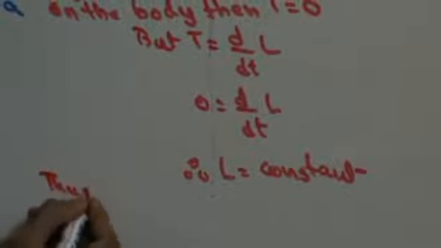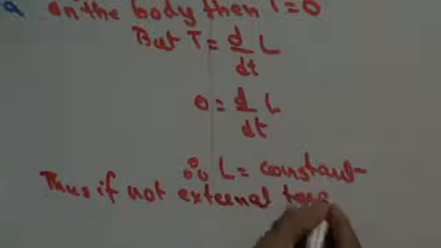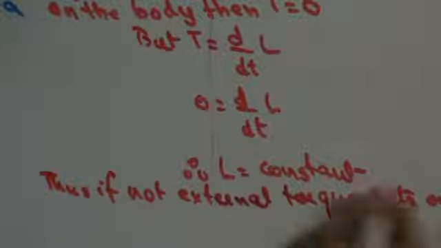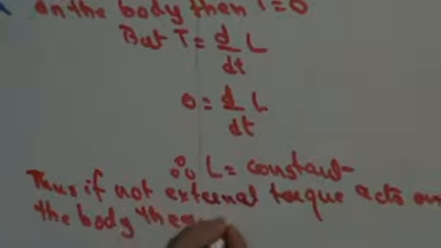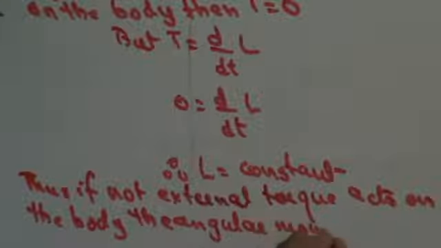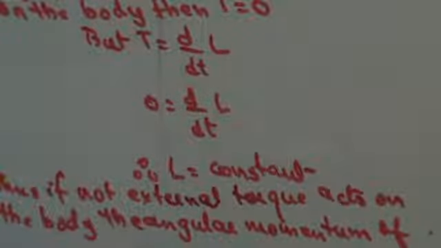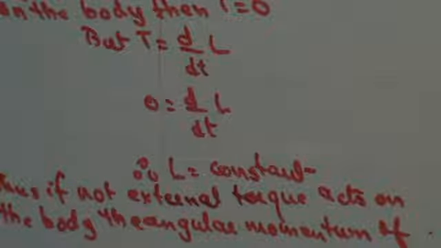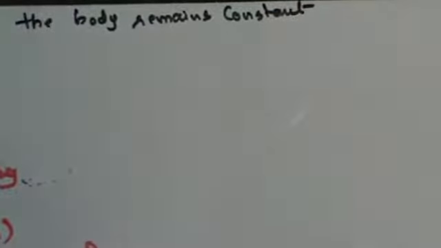Thus, if no external torque acts on the body, the angular momentum of the body remains constant. Fine, do we get this in here?